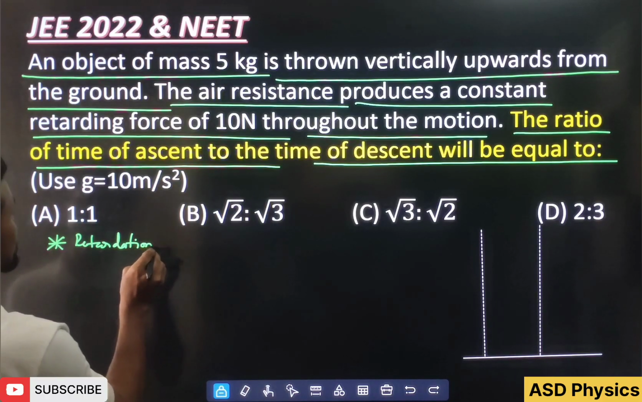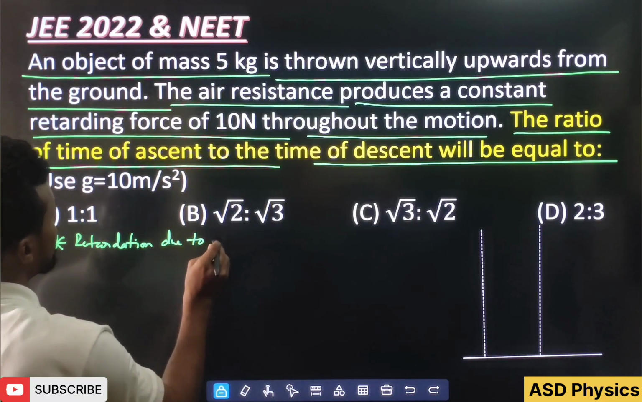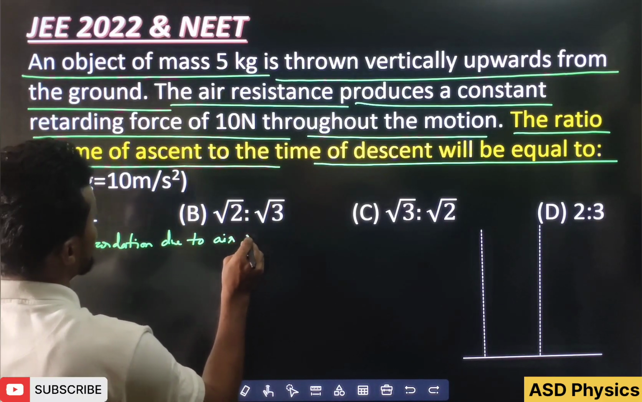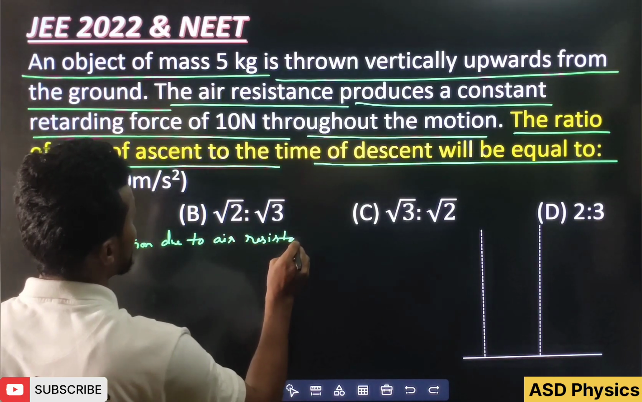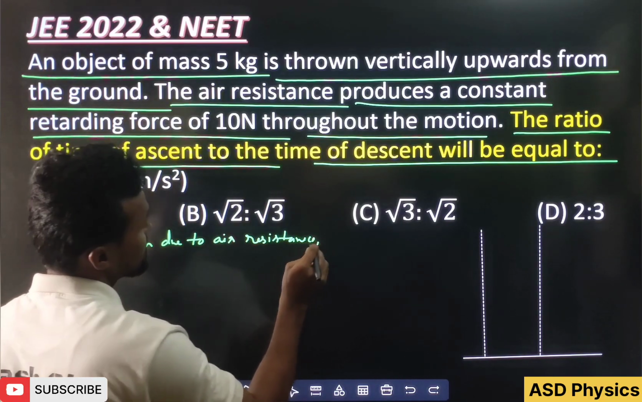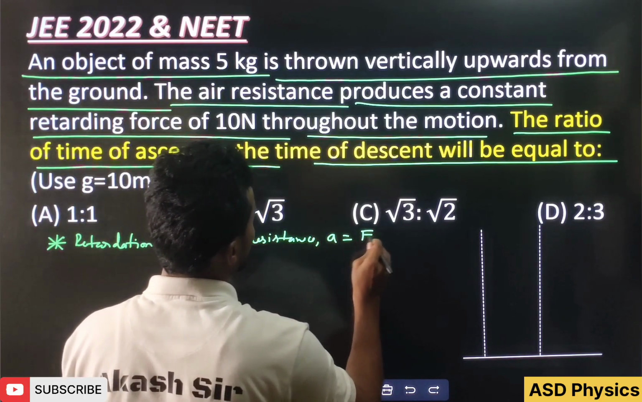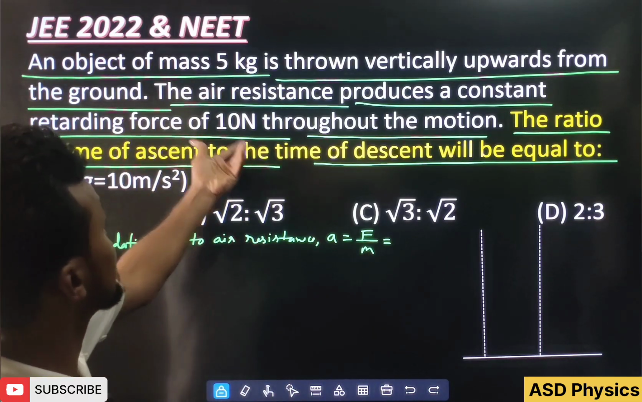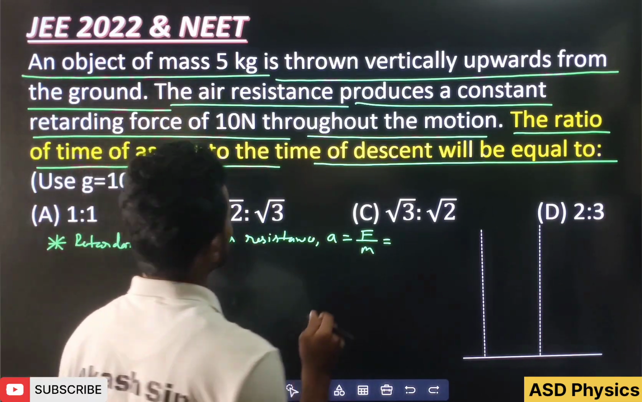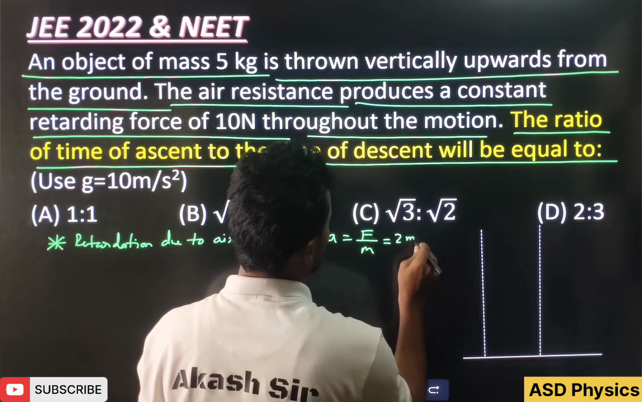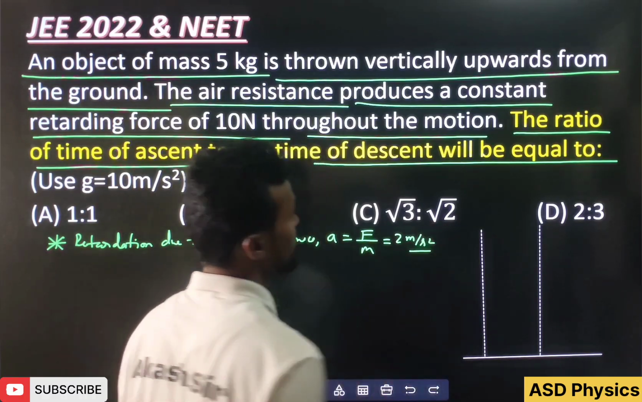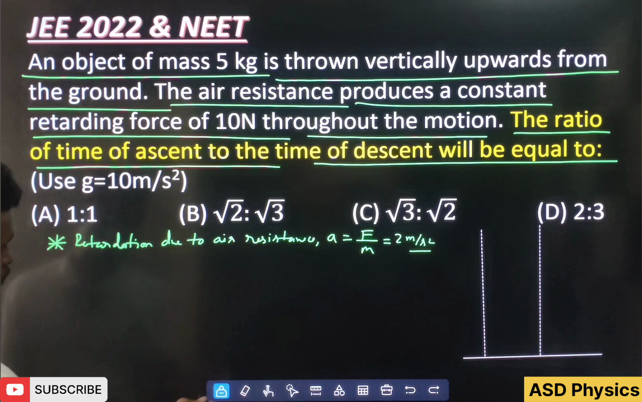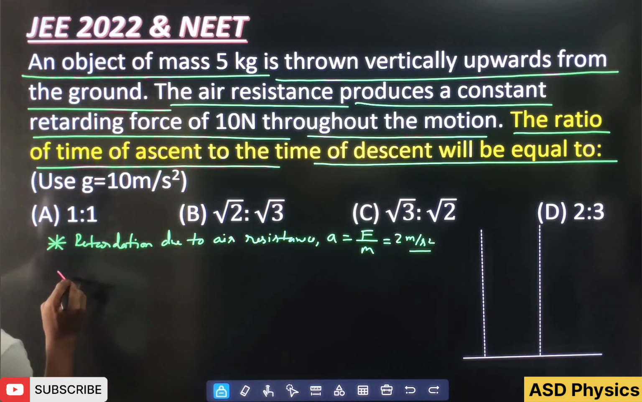So remember, students, we are going to calculate the retardation due to air resistance. Why are we saying retardation? Because it will always act in the opposite direction of motion. So what can we write here? Retardation due to air resistance, a equal to F by m. Force 10 Newton, mass 5. So 10 by 5, what is coming? 2 meter per second square. Okay, this one thing is done. Now what will happen here?